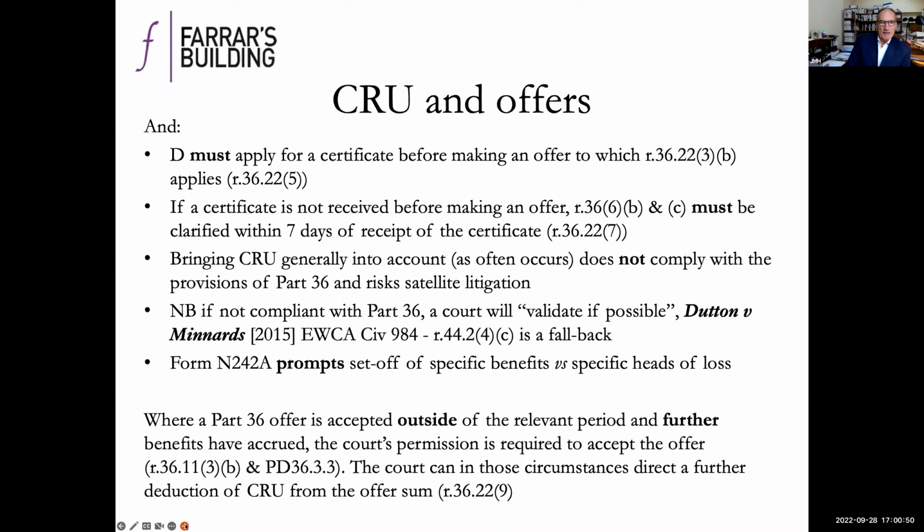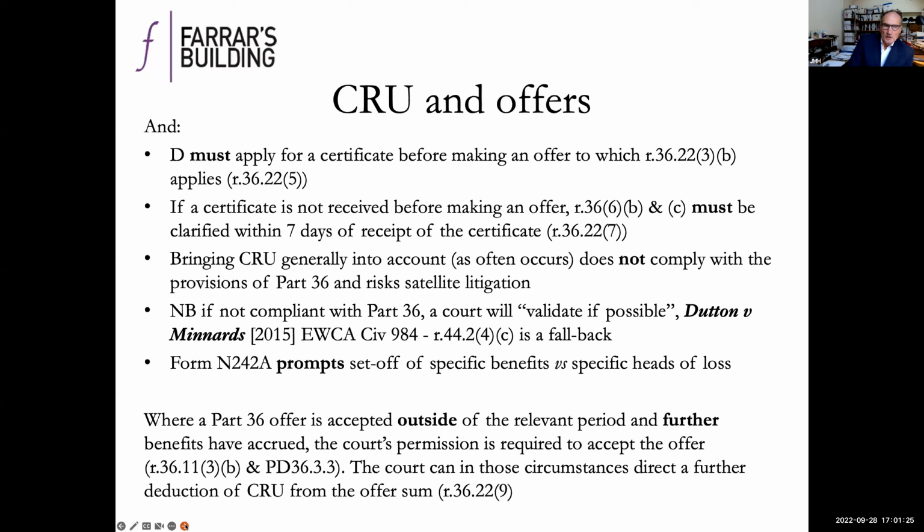In order to be able to achieve that outcome, obviously the defendant must have applied for a certificate, and that again is provided for within the rules. And if a certificate hasn't, in actual fact, been received, the defendant is allowed more time, but they must clarify their position so it's compliant with the preceding rule to which I just referred, within 7 days of the receipt of the certificate. And bringing CRU generally into account, as often occurs, clearly will not comply with the provisions of Part 36 and risk satellite litigation.